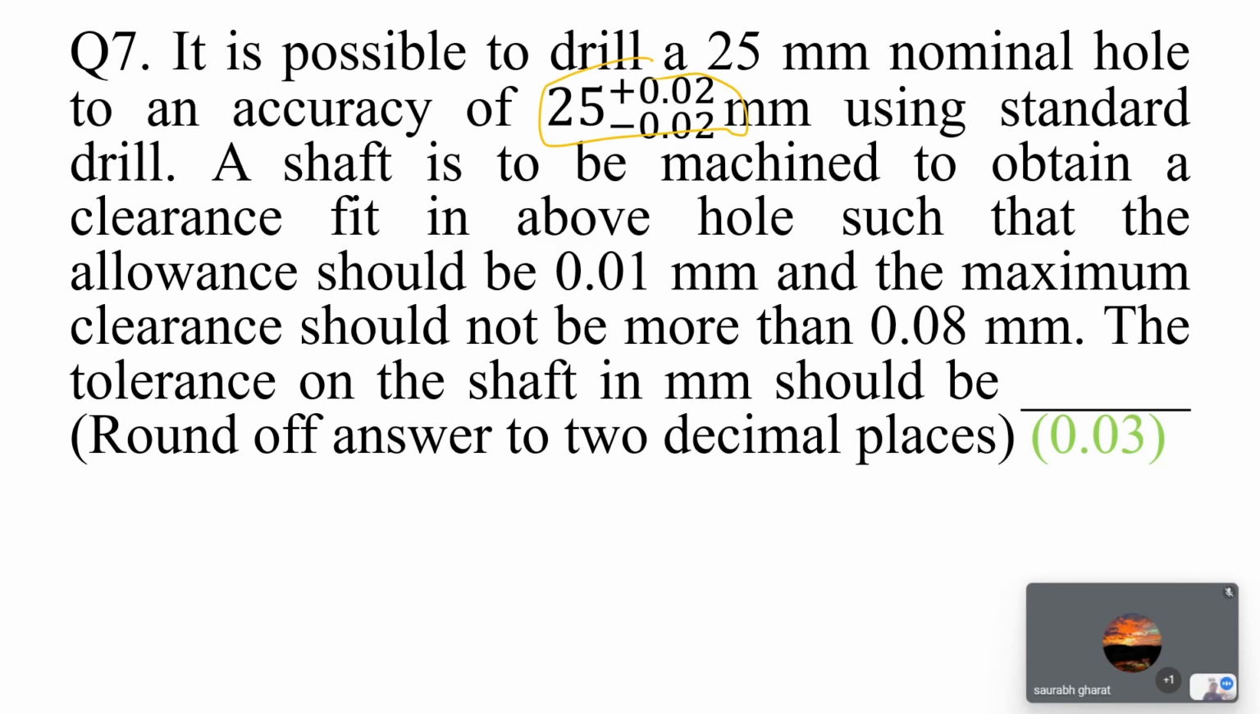Using a standard drill, the shaft is to be machined to obtain a clearance fit in the hole such that the allowance should be 0.01 millimeter, and the maximum clearance should not be more than 0.08 millimeter. What should the tolerance on the shaft in millimeter be? See, allowance comes in here. I told you in the previous question that the allowance part came into the picture. Allowance and tolerance are different, so this is the concept again. I also told you in my assignment.